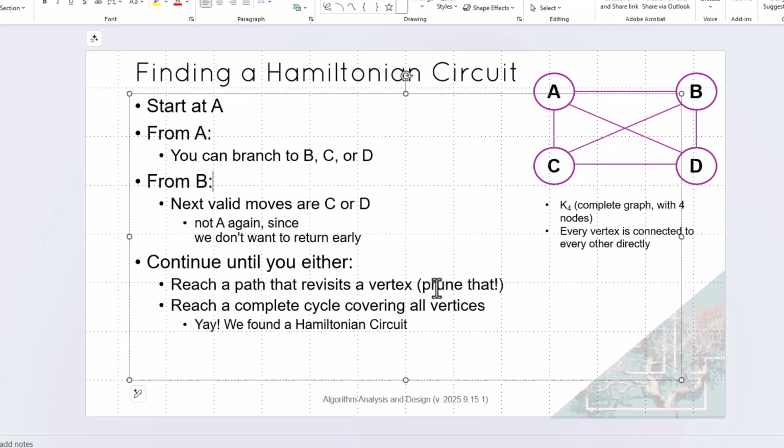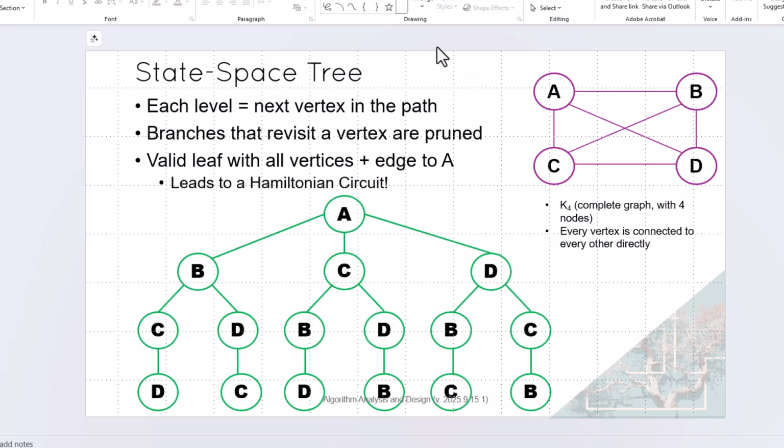We continue until we reach a complete cycle covering all the vertices, and that would mean that we found a Hamiltonian circuit. So if we keep going and we didn't have one that revisited a vertex, except after we've gotten all the nodes included and back to the original one, then we keep going unless that's the case.